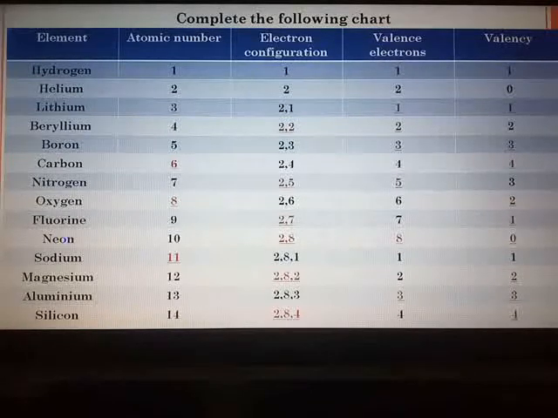I hope you have understood the topic of valency. Again and again I tell you, go through the topic carefully, keep reading, try to complete the chart in your notebook once again without seeing, because it is a very important topic for the 10th standard.